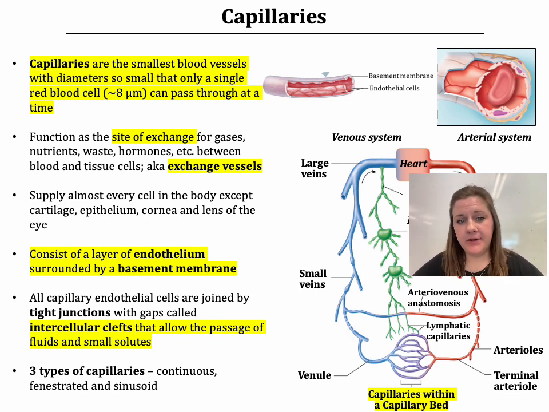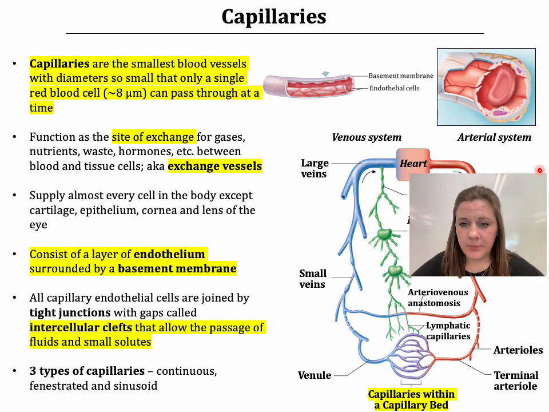Capillaries, so smallest blood vessels, really, really tiny. So tiny that only one red blood cell can pass through at any given time. Red blood cells are about 8 micrometers across, so that's about the diameter of the lumen of a capillary. Just endothelium and a basement membrane, so lacking the other tunics that we see in the larger arteries and veins.